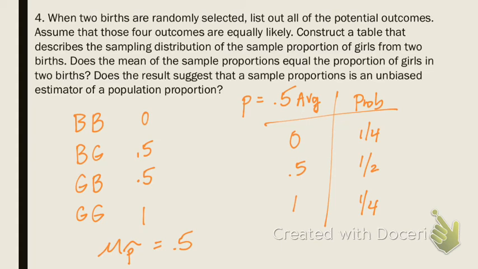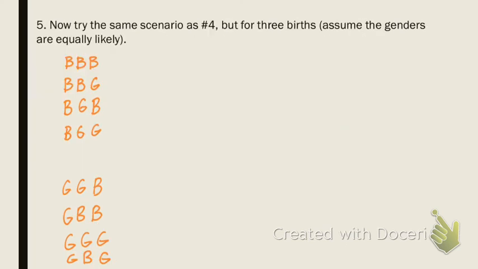Well, my bad. So now for number 5, try it with 3 children. We're going to have a few more options with 3 children. Okay, from here, calculate the proportions.